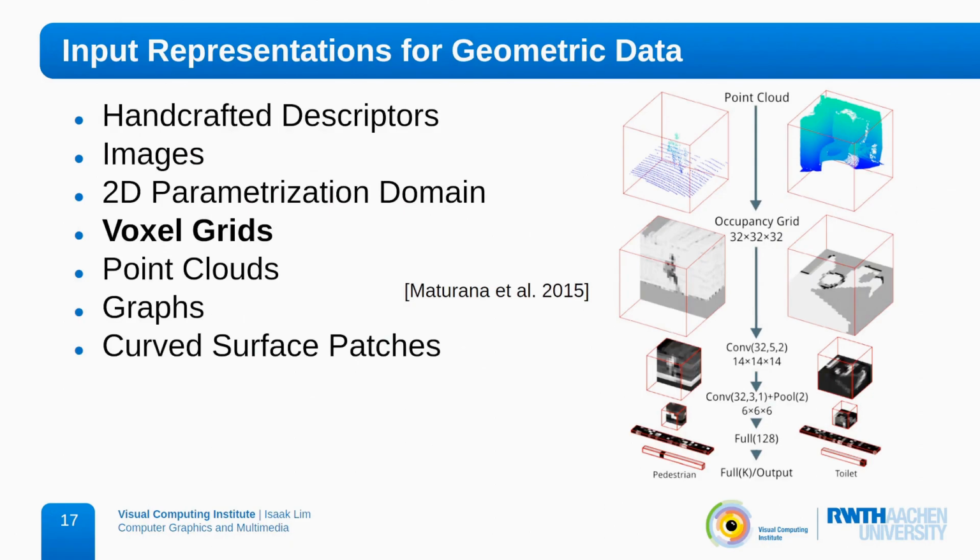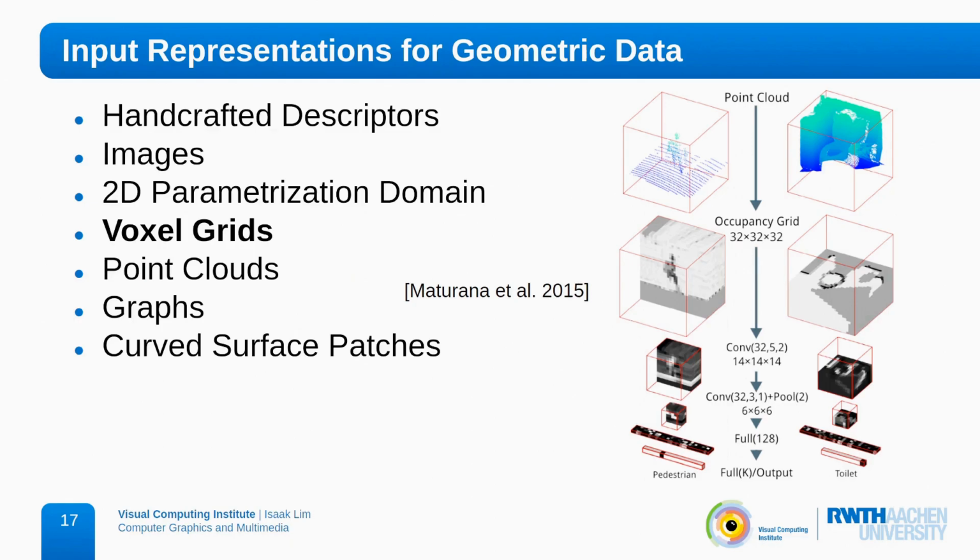A straightforward extension of 2D convolutional networks, as applied to images or the 2D parameterization domain, are voxel grids. So here we can almost directly apply a 2D convolution to 3D, where then we have a 3D convolution, we have a 2D pooling step, and in 3D we have a 3D pooling step. So all of these operations are straightforward to extend to 3D.